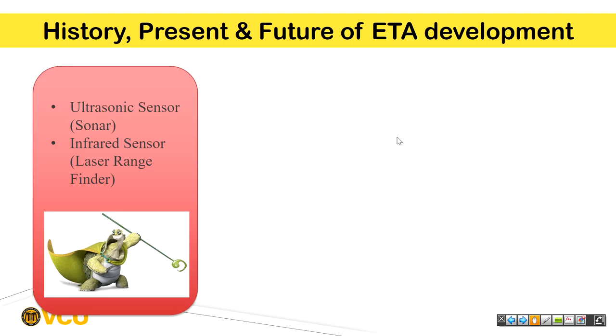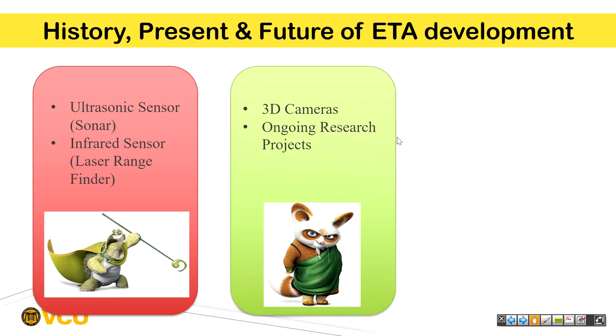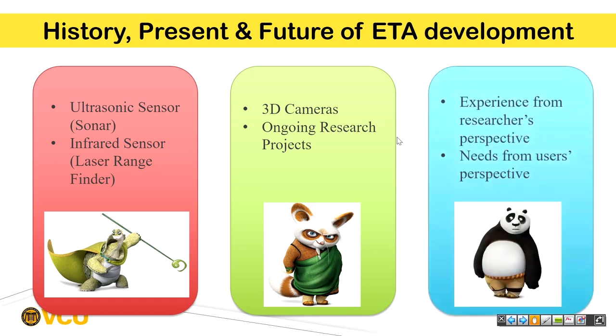In this presentation, I will introduce the progress of ETA development in three parts. In the first part, I will talk about some existing ETA devices, their functions, technologies, and limitations. In the second part, I will go through some advanced 3D cameras and also present some ongoing research projects based on these 3D cameras. Hopefully, they can give us some picture of what's going on in this field, what peer researchers are doing, and what effort they are making to make blind people's lives easier.